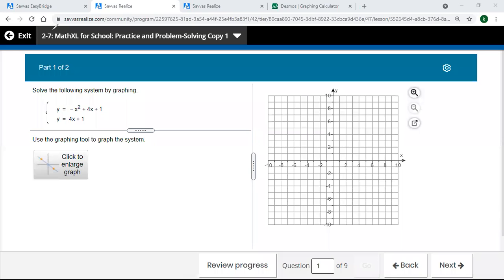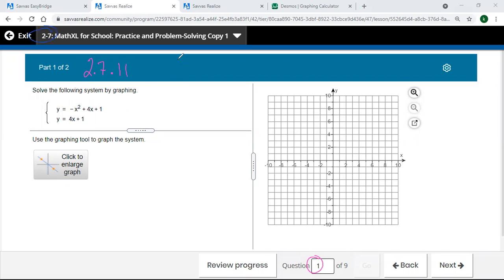Getting started in lesson 2-7 here. We've got these systems of equations, but this time they're going to have both quadratic and linear. So just getting going with the very first problem, and we're supposed to just graph it.